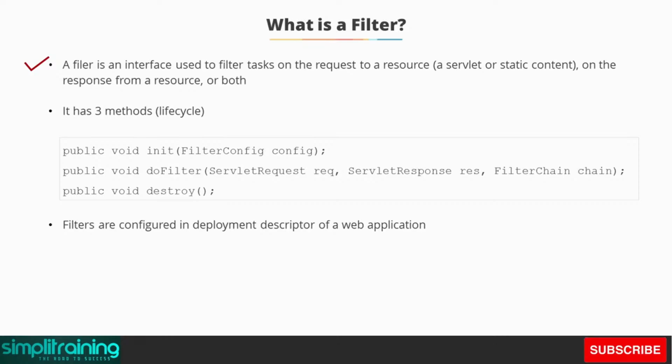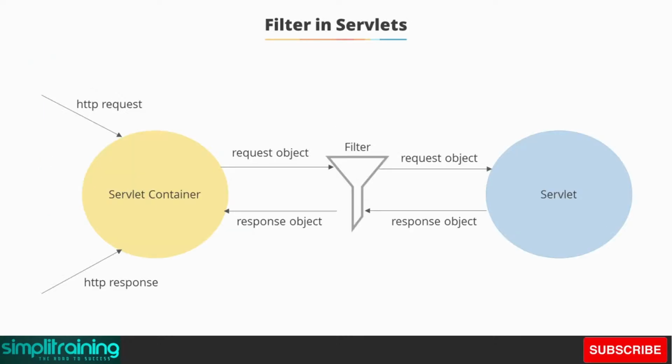A filter is an interface used to filter tasks on the request to a resource, a servlet or static content, on the response from a resource, or both. It has three methods as part of its life cycle: public void init, doFilter, and destroy. Filters are configured in the deployment descriptor of a web application.